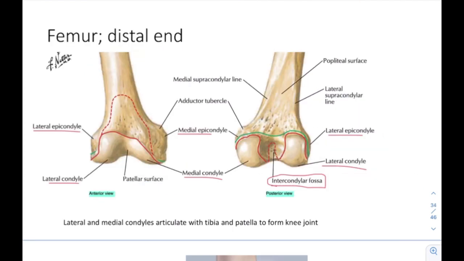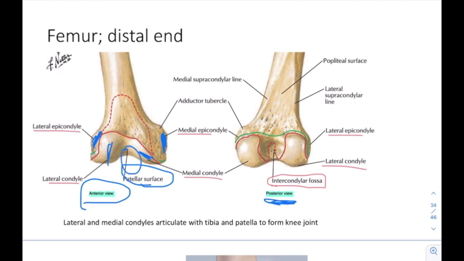Okay, so now let's talk about the distal end of the femur. Again, this is an anterior view right here. We have the lateral condyle, the medial condyle, and then the lateral epicondyle. Epi means above, because it's above the lateral condyle. We have the medial epicondyle, and then we have the patellar surface. This is where the patellar bone, the kneecap, articulates right here.